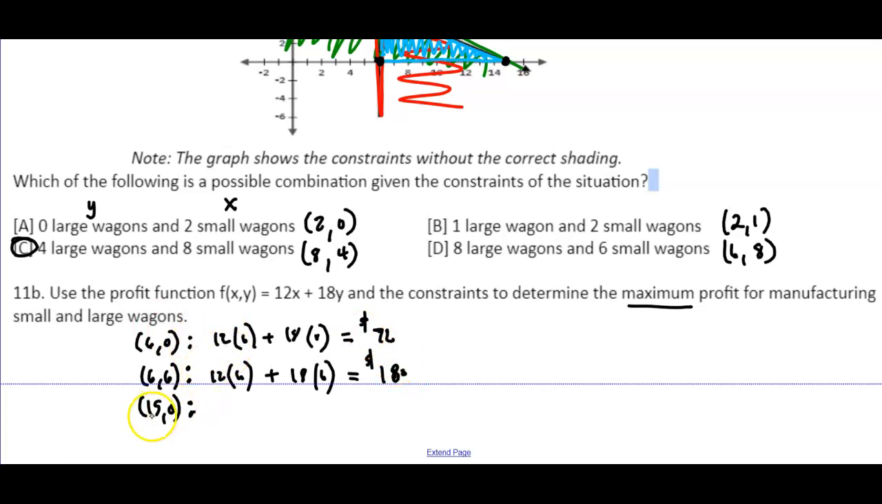If I do 15 small and no large, that would be 12 times 15 plus 18 times 0. That's also going to give me $180. Regardless, if I say what is the maximum profit between 72 and the two 180s, my maximum profit is $180.